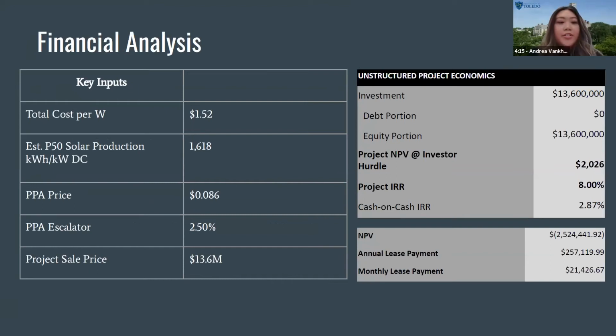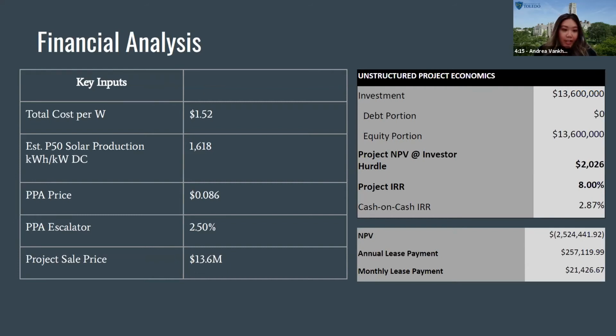The financial analysis focused on 5 main inputs to hit the targeted IRR of 8% and NPV of 0 or greater, like it was outlined in the rules. We arrived at a total cost per watt of $1.52, estimated P50 solar production of 1,618 kilowatt hours per kilowatt, PPA price of 8.6 cents, PPA escalator of 2.5%, and project sale price of $13.6 million.